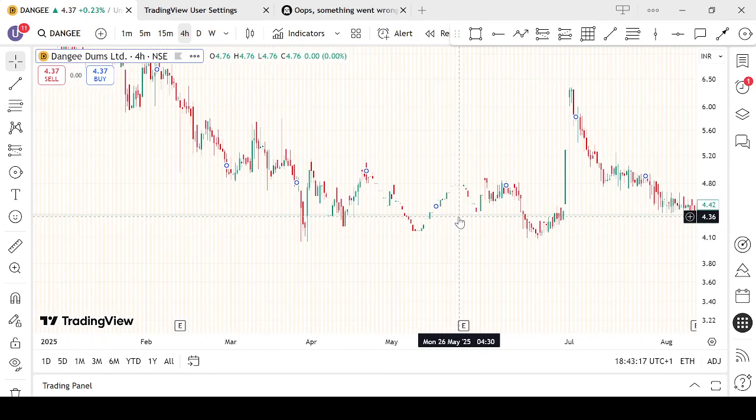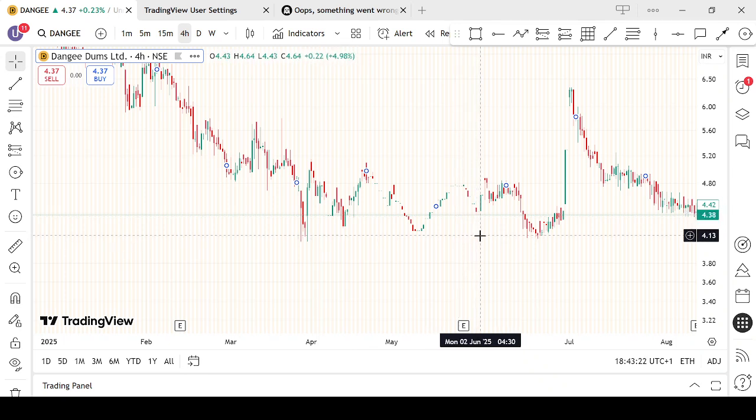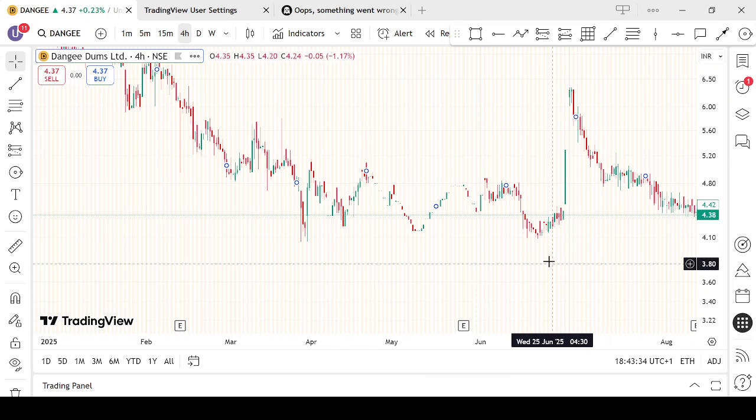These sharp moves happen because penny stocks have a smaller float, which is the number of shares available for trading. When the float is low, even small buying or selling pressure can cause big price swings. And as you can see, at this area, you can see this big price swing.